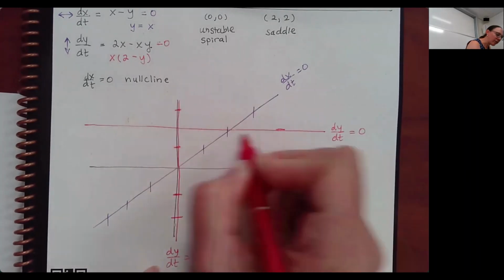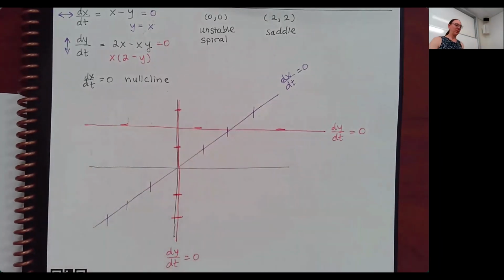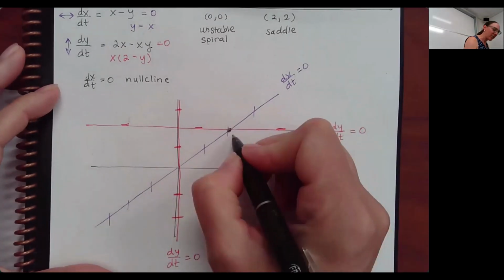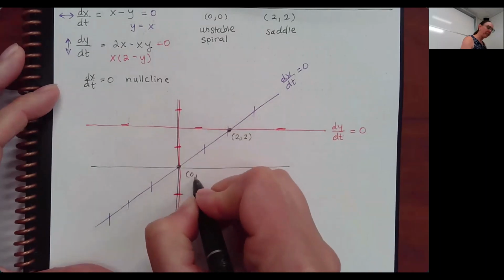I don't really know how to draw the left rights on the ones that are already horizontal. I'll just give myself some placeholders in there. So my equilibria are happening when a dy/dt nullcline crosses a dx/dt nullcline. So I can see them on here. That's our 2, 2, and that's our 0, 0.